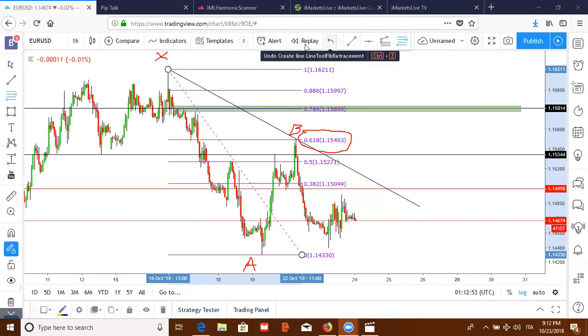Yeah, we are looking for a Gartley pattern, a deeper retracement. She said a deeper retracement. What do you mean by deeper retracement?